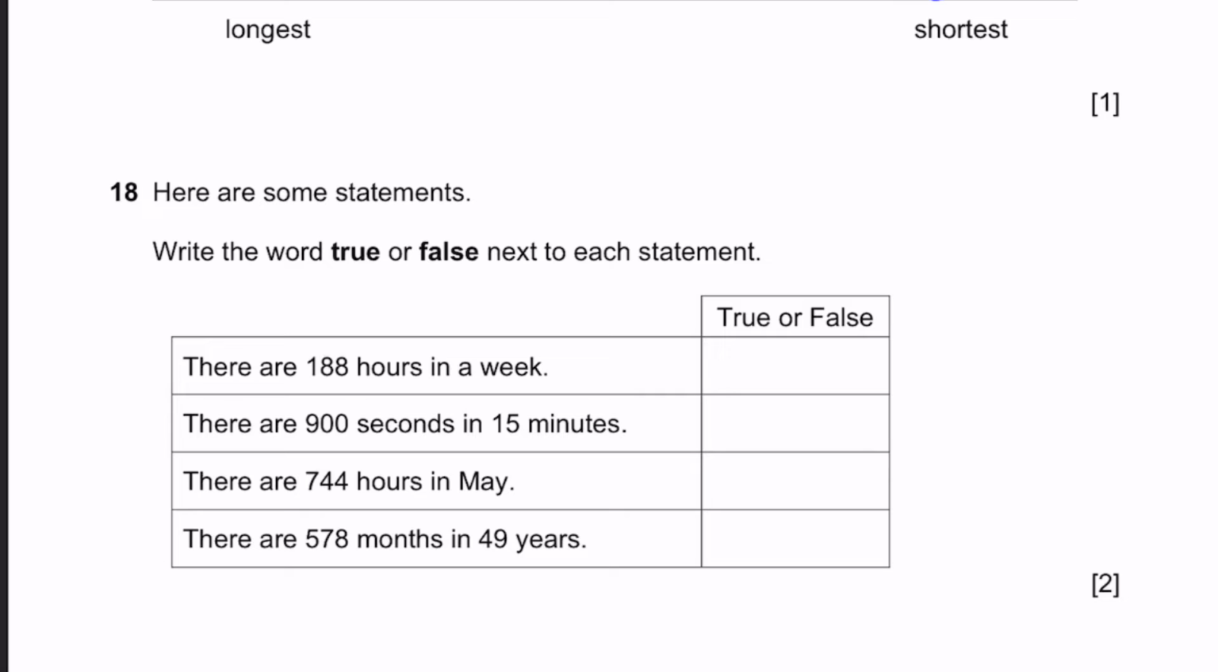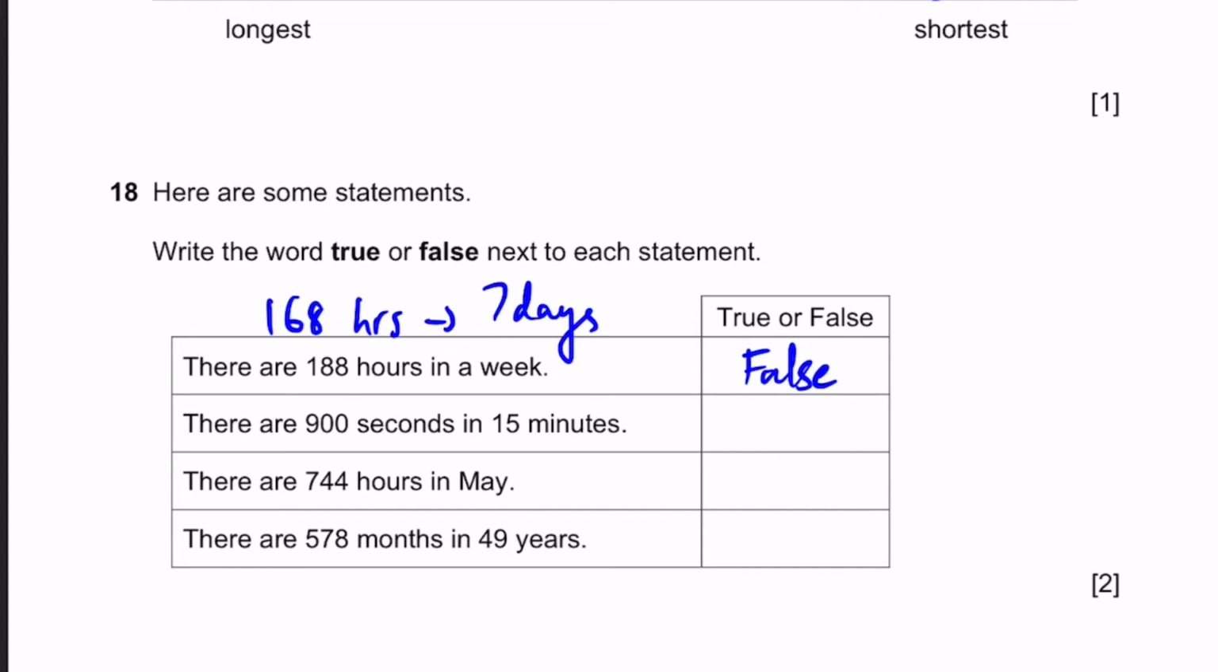Question 18. Here are some statements. Write the word true or false next to each statement. There are 188 hours in a week. So there's 24 hours in a day. So 7 days, you make it 7 days. That means we get 24 into 7 hours. And actually that is 168 hours. But it's not 188, right? Because 7 days is 1 week. So this is false.